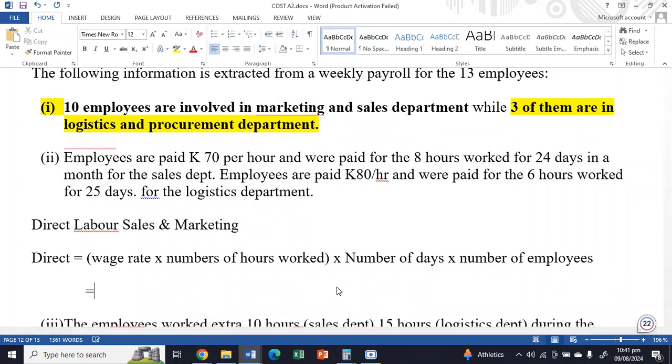So we start with sales and marketing. The wage rate is 70 kwacha. The number of hours worked is 8 hours for the marketing department. We worked for 24 days and we have 10 employees in the sales and marketing department. Let's get our calculators. What value are we supposed to get here?